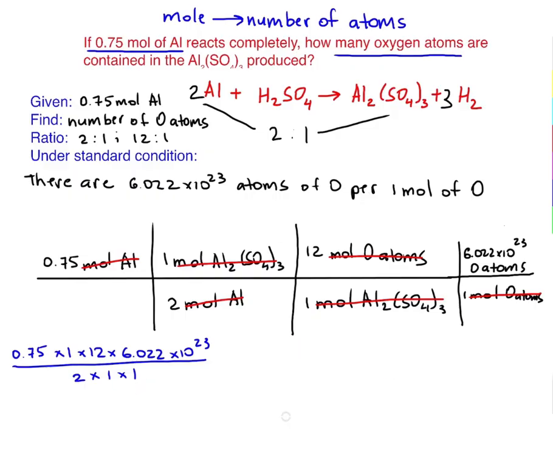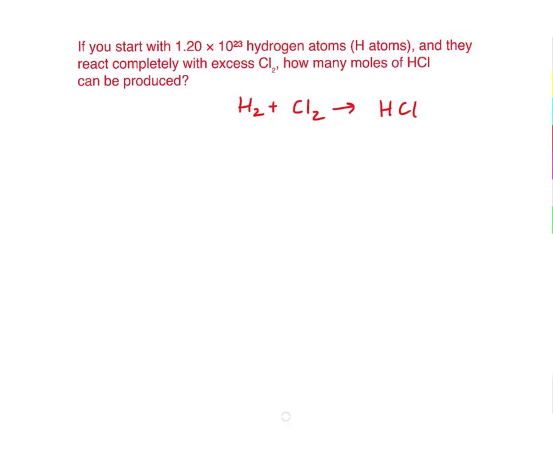So it's just a fraction, and then you just solve for them, and when you calculate the top and divide it by the bottom, you should be able to get 2.71 times 10 to the 24, the number of oxygen atoms that you have per 12 moles of oxygen. So this is going to be the final unit. Let's take a look at the next question.